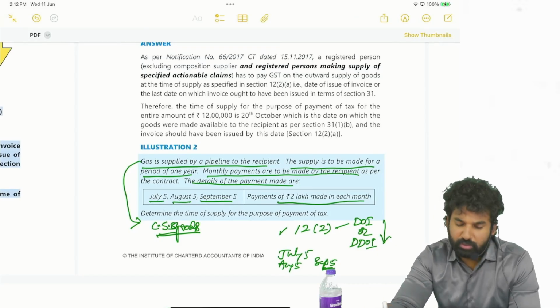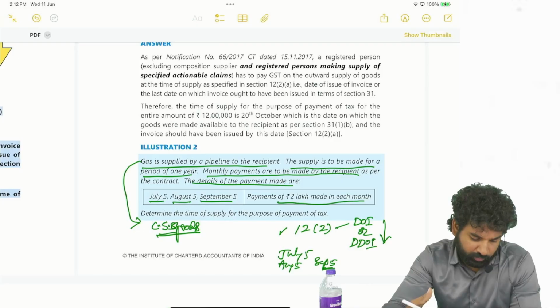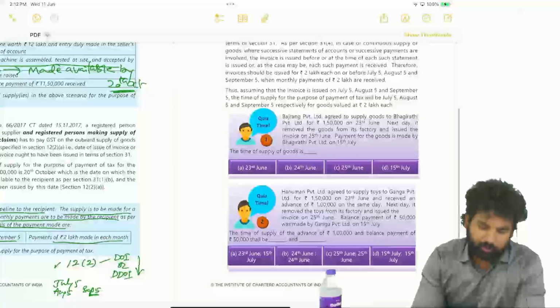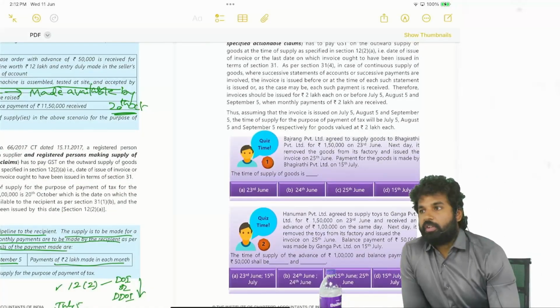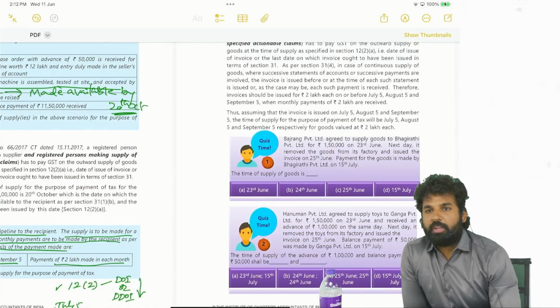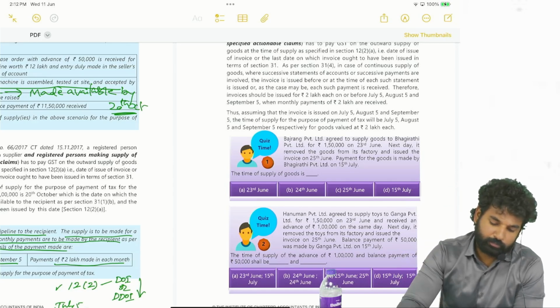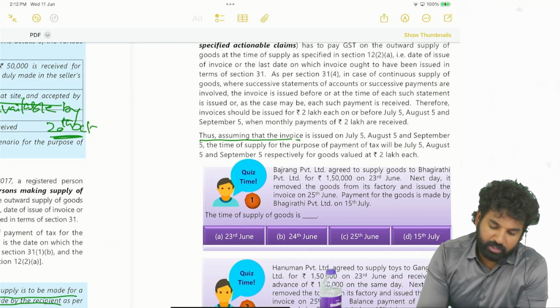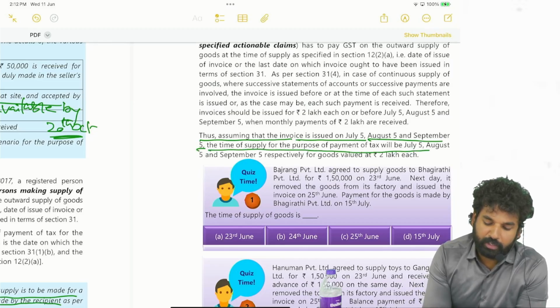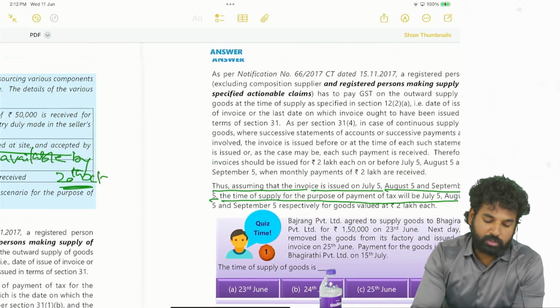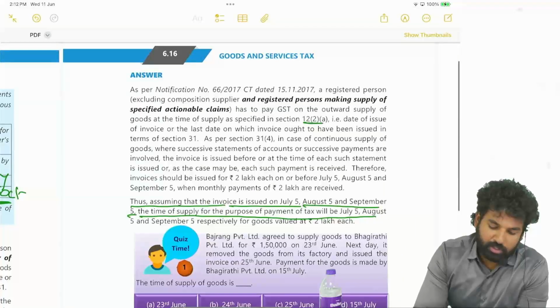Okay, date of invoice is not given in the question. It is assumed that on the due date only the invoice has been issued. So the time of supply will be the same date: 5th July, 5th August, 5th September. So assuming that invoice is issued on July 5th, August 5th, September 5th, the time of supply for the purpose of payment of tax will be July 5th, August 5th, September 5th respectively. Okay, so the section applicable is section 12, subsection 2, clause A.